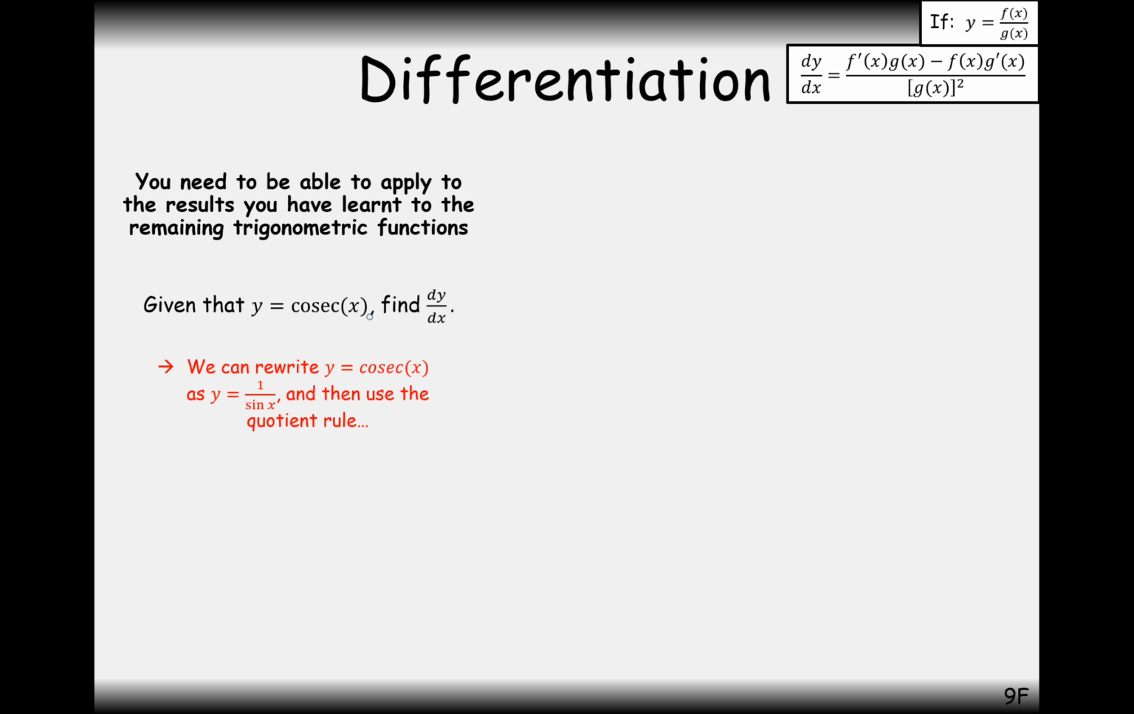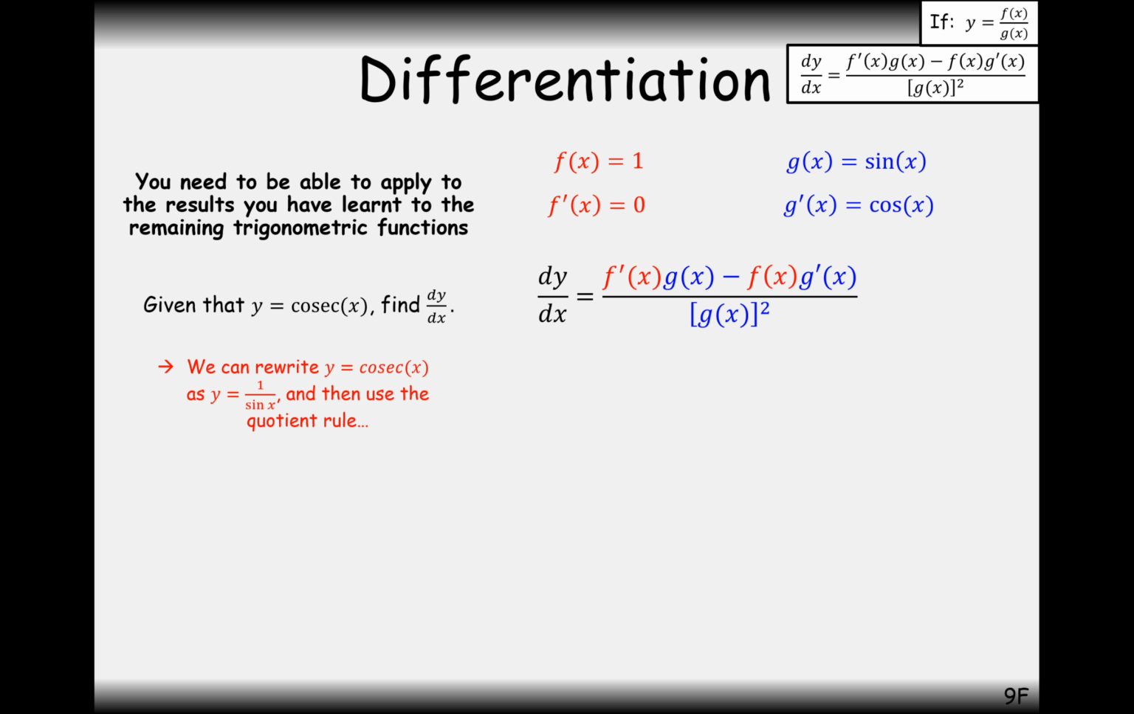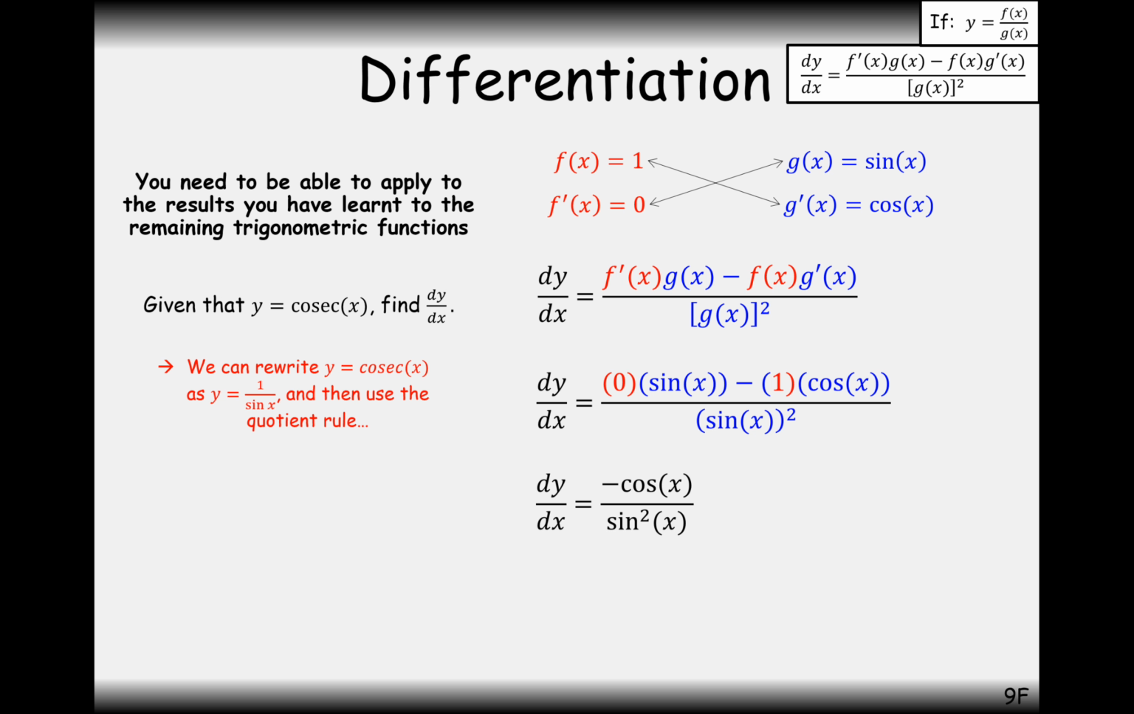So y equals cosec x, we're going to treat that as 1 over sine. So differentiating 1 you get 0, differentiating sine you get cos, and applying the quotient rule, differentiating the f function first, timesing it by g, and then subtracting the f function times by the differential of g, all over the denominator squared, gives you minus cos x over sine squared.